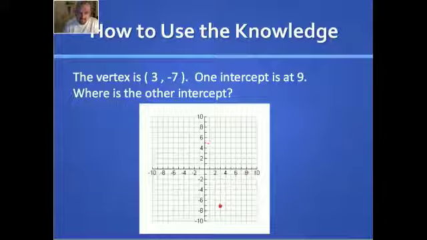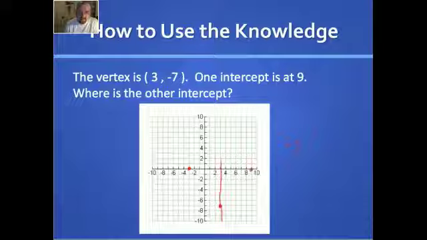We know that one intercept is at 9, which is going to be here. The question is, where is the other intercept? Well, this is the vertex. That means we have our axis of symmetry right there, which is our midpoint. It's right in the middle of the parabola. Well, if this is one intercept, that would mean the other intercept would have to be reflected across the axis of symmetry. And this point is 6 units to the right, which means our other point would be 6 units, 1, 2, 3, 4, 5, 6 units to the left. So the other intercept is going to be -3.